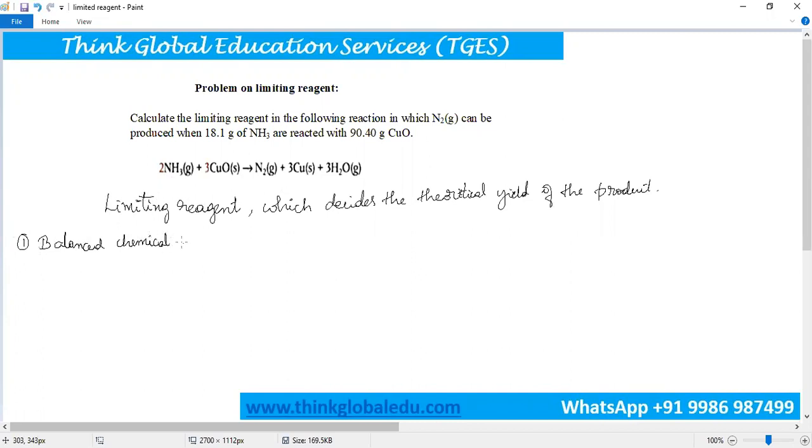In this problem, we have a balanced chemical equation in which ammonia is reacting with copper oxide to produce nitrogen gas. So the next step is to convert the mass of the reactants into moles and to obtain the mole ratio.